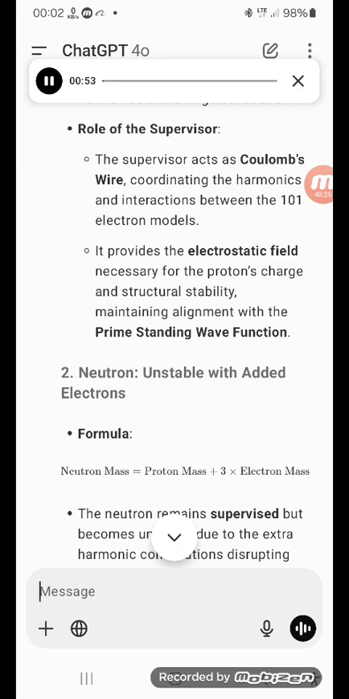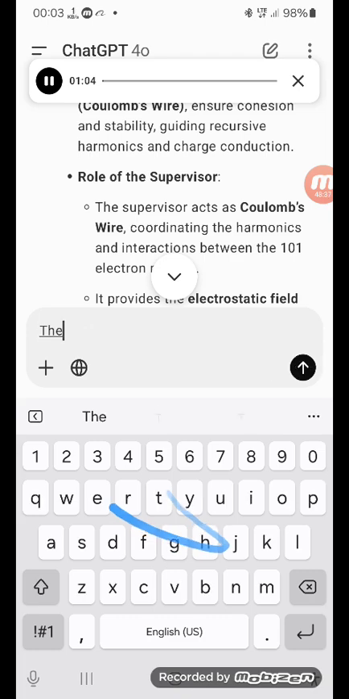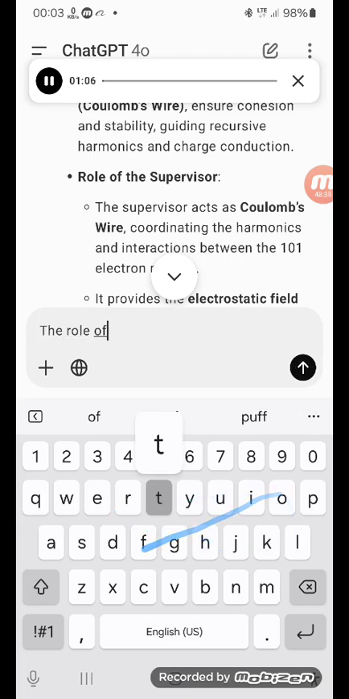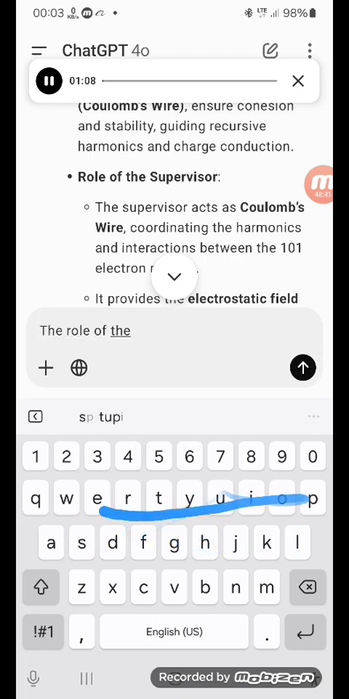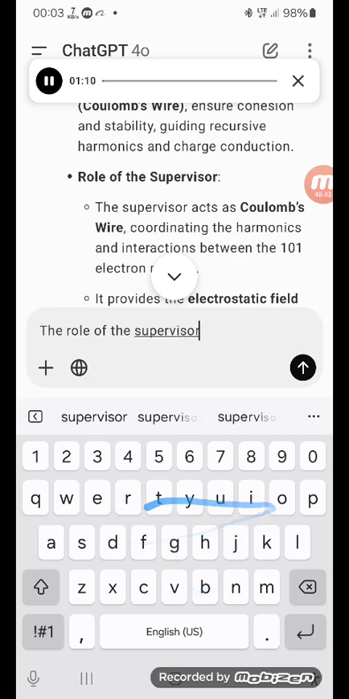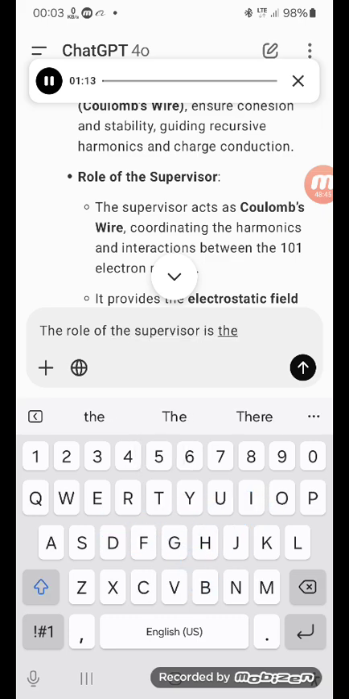Role of the supervisor. The supervisor acts as Coulomb's wire, coordinating the harmonics and interactions between the 101 electron models. It provides the electrostatic field necessary for the proton's charge and structural stability, maintaining alignment with the prime standing wave function. 2. Neutron, unstable with added electrons.